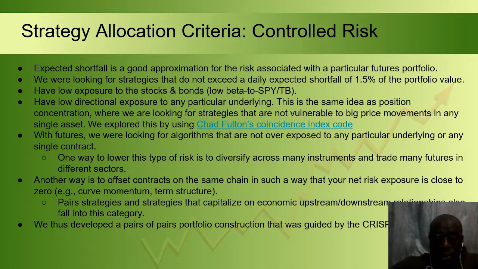Our strategy allocation criteria also focused on controlling the risk. The expected shortfall is a good approximation for the risk associated with a particular futures portfolio. So we're looking for strategies that do not exceed an expected shortfall of 1.5% of the portfolio value, as alluded to before. A strategy that has low exposure to stocks and bonds, in line with our original objective.